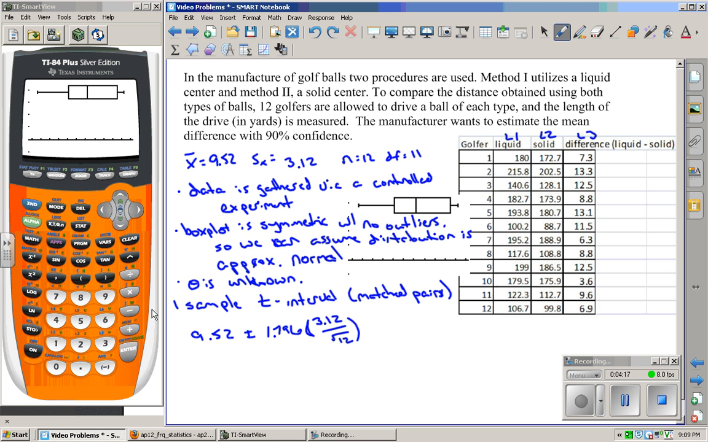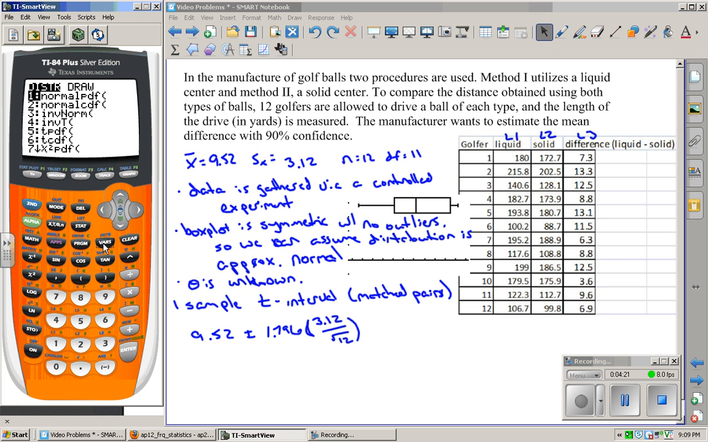Another option is you can use your calculator to figure that out by doing inverse T. So I go to distributions and do inverse T. And since I'm doing a 90% confidence interval, the area for the inverse T calculation will be 0.95. And I need to put in a degree of freedom of 11. And let the calculator think for a minute, and there is the same number, 1.796. So here's my formula. Now I'm ready to actually calculate the interval.